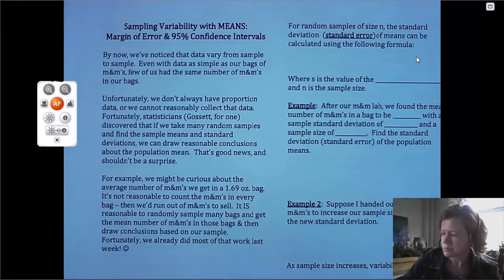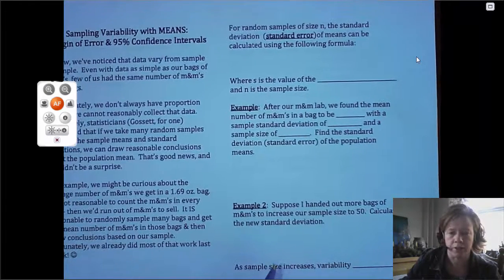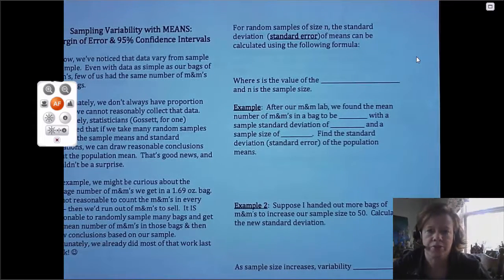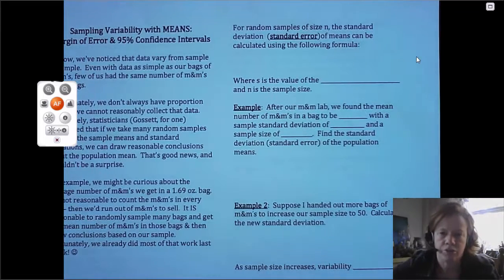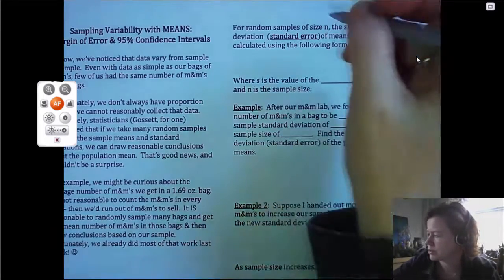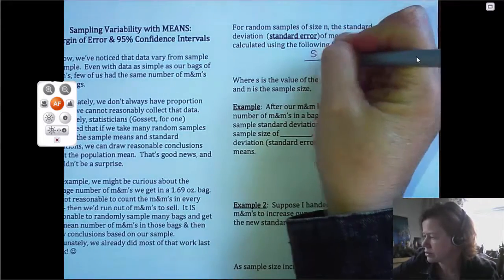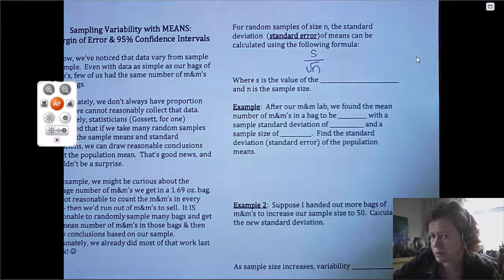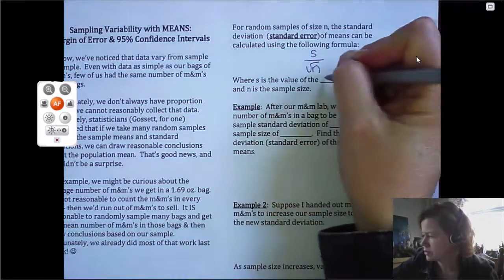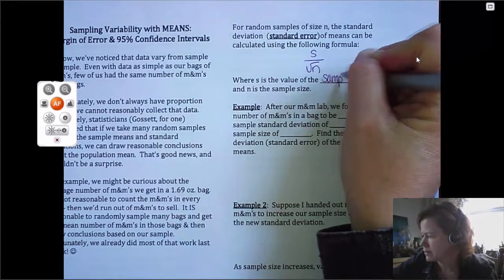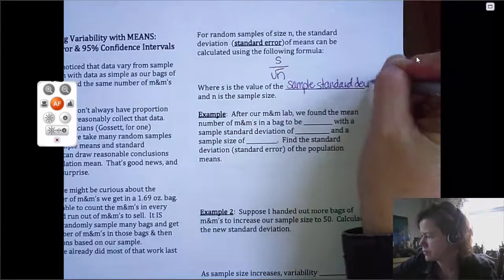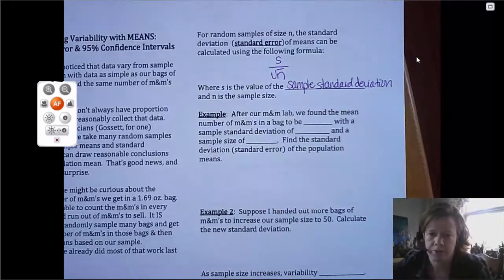So we'll have two new formulas today. For random samples of size n, the standard deviation, which we call standard error because we don't know enough for it to truly be a standard deviation, there will be error involved. So the standard deviation or standard error of means can be calculated using the formula s over the square root of n, where s is the value of the sample standard deviation and n is the sample size.